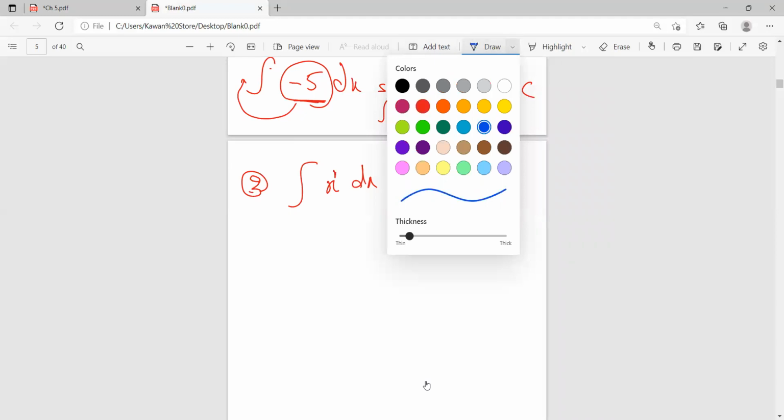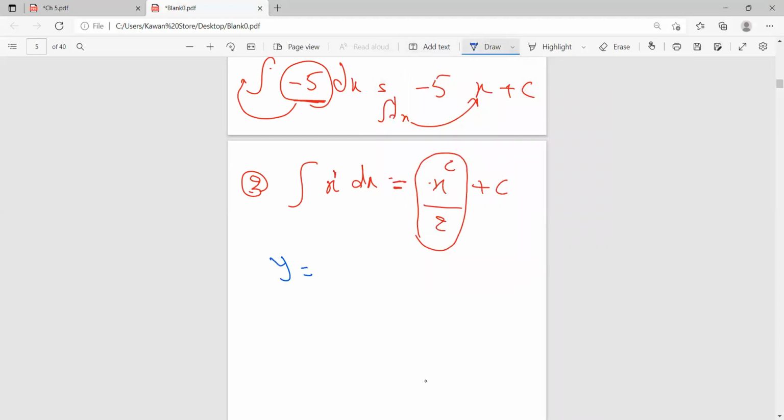Okay. Now, y equals x squared over 2. So tell me about the derivative. It is equal to what? 2x over 2, which is equal to x. Understood? That's why we add one to the power and divide by the new power. So if x is to the power 1, I'm going to add 1 and divide by the new power. Understood? Okay, now it's your turn.